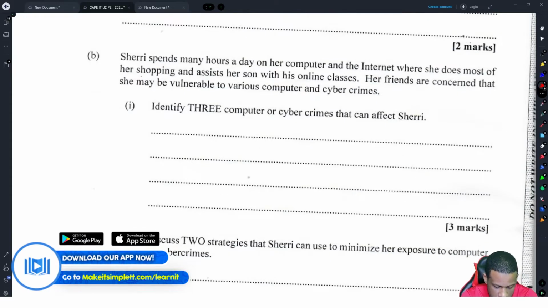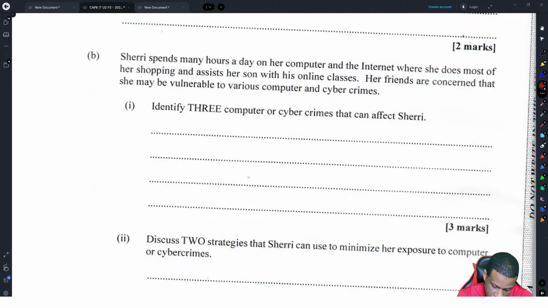Alright, so next: Sherry spends many hours a day on her computer and the internet where she does most of her shopping and assists her son with online classes. Her friends are concerned that she may be vulnerable to various computer crimes. Identify 3 crimes that could affect Sherry.